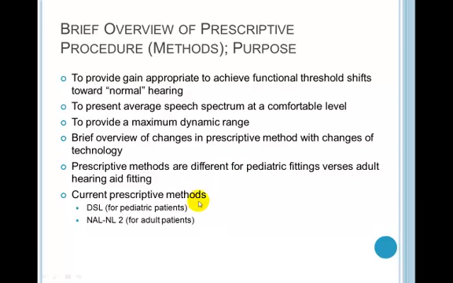There are two current methods that are utilized. One is called DSL, and that's for pediatric patients, and the one we use for adults, the prescriptive method of how much boost is applied, our rationale for how much gain is applied across the frequency range, is called NAL-NL2. Let's just talk about adults, because remember in the latter part of the course we'll talk about pediatric patients.